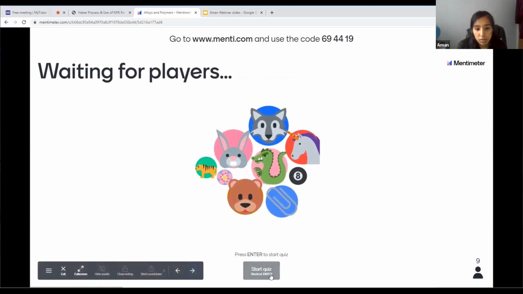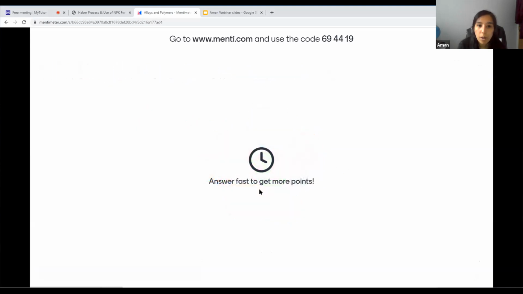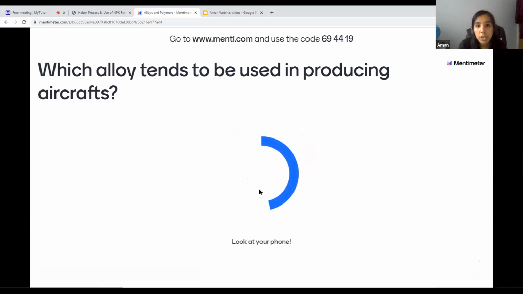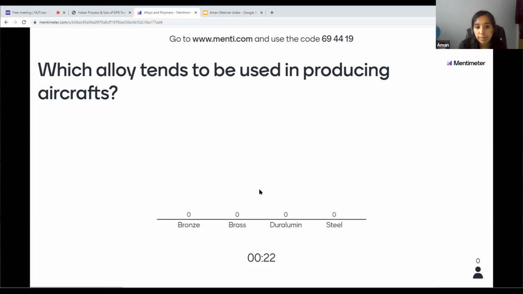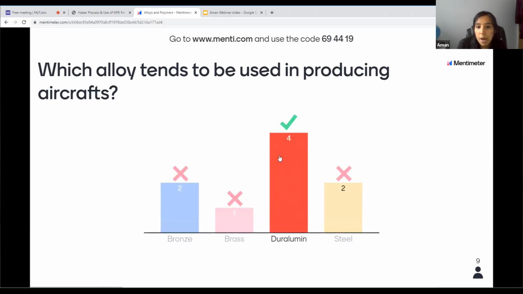Okay. So the first question should be coming up on your screen. Which alloy tends to be used in producing aircrafts? Bronze, brass, duralumin or steel? Okay, great. So the answer is duralumin. Can anyone type into the chat box function, what is duralumin? What's it made of? Does anyone know or remember from last week? Type into the chat or the Q&A function, what is duralumin made of?